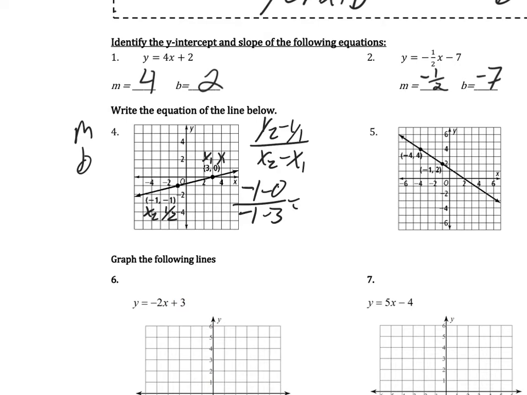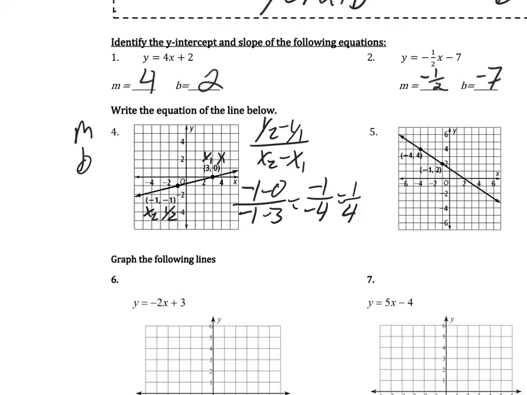Now, just a reminder, does it matter which one is x1 and which one's x2? No, as long as your x1 and y1 go together, x2, y2 go together. -1 minus 0 is -1, -1 minus 3, -4. So my slope here is 1/4.